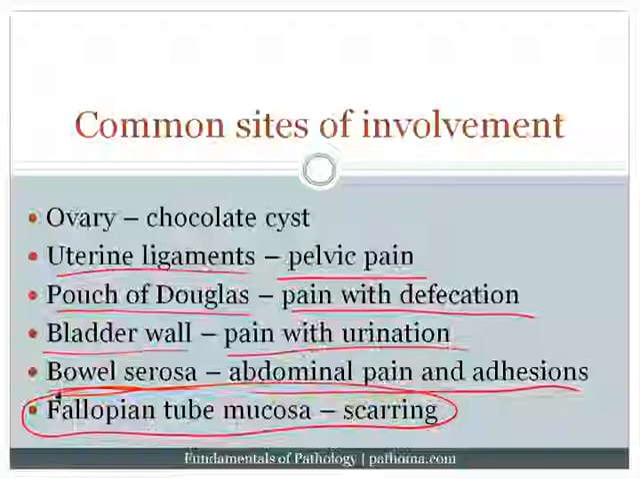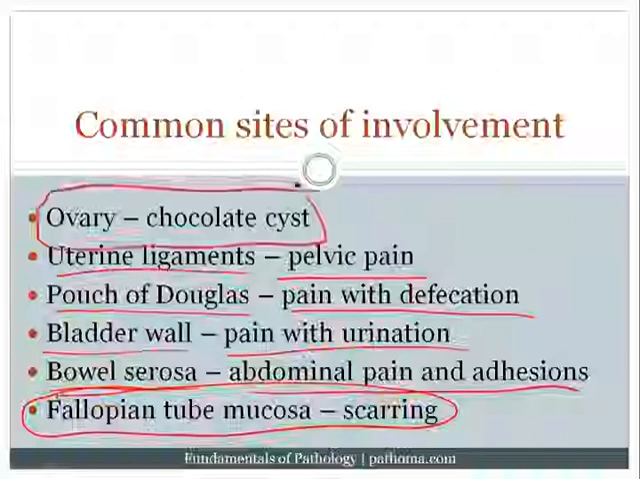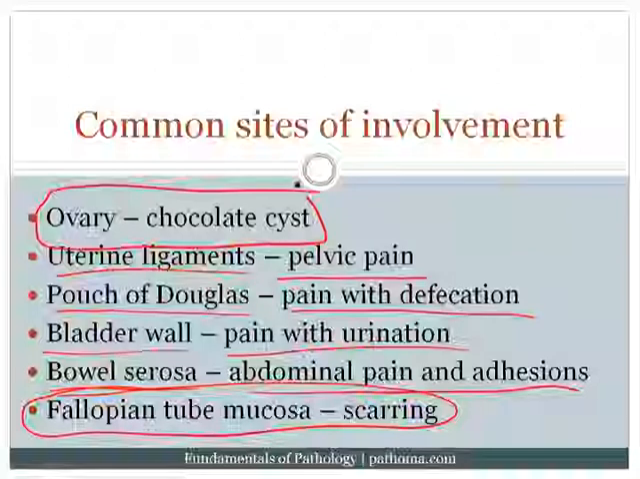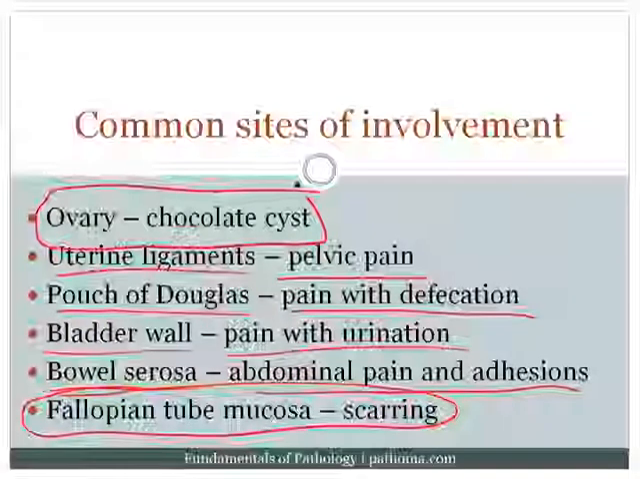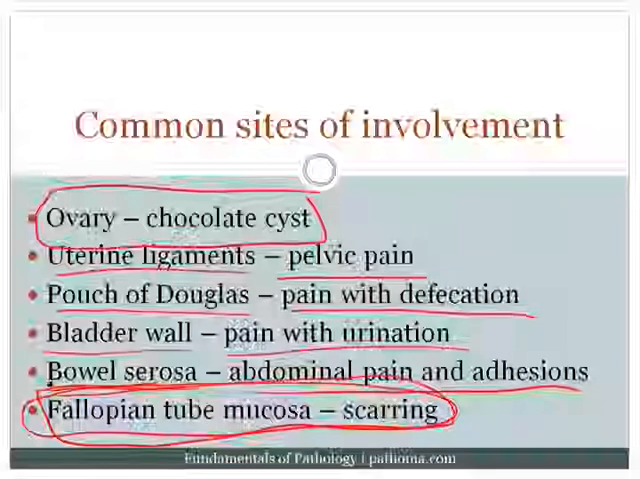I think if you understand a little bit of basic anatomy, it's not hard to understand these classic signs and symptoms. Again, chocolate cyst is the most important of these, and fallopian tube scarring with the subsequent risk for both infertility and ectopic tubal pregnancy is the second most important on this list.